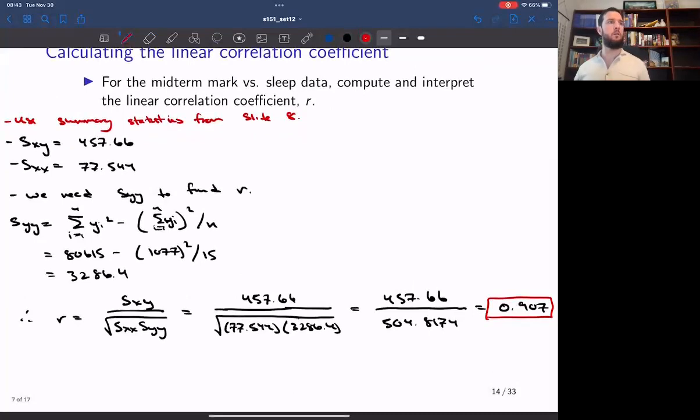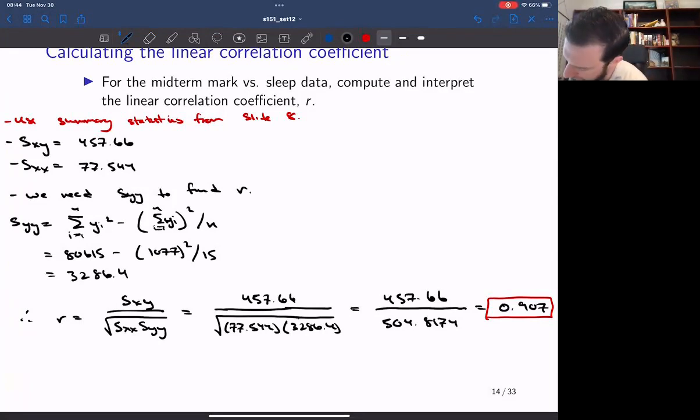Okay, so again, the correlation coefficient can be positive or negative. So if your value of SXY is negative, that's okay. That's possible. Second, the correlation coefficient is a measure of linear strength.